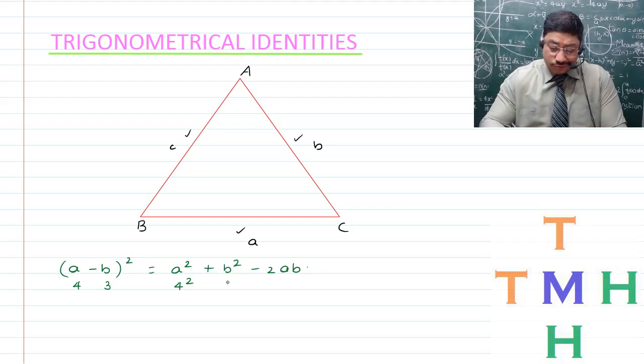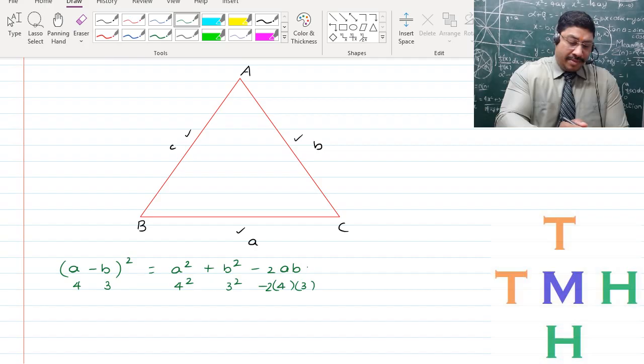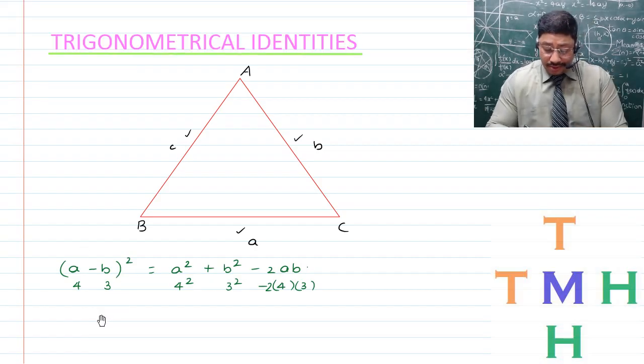Keeping the values of a and b to be 4 and 3, we can easily check it out, right? So here we will find that both the sides will have the same value. Like here we have 4 minus 3 on the left hand side, that will become equal to 1, and squaring it will become equal to 1.